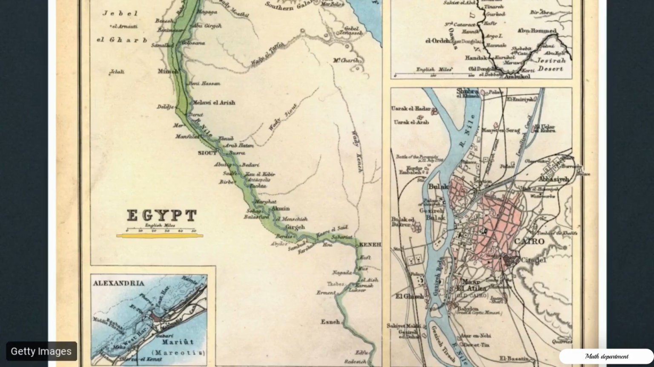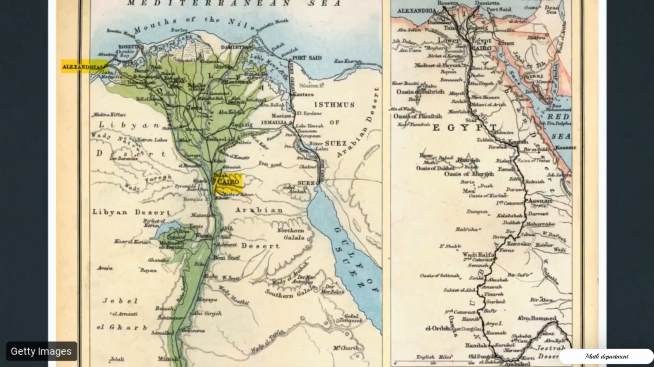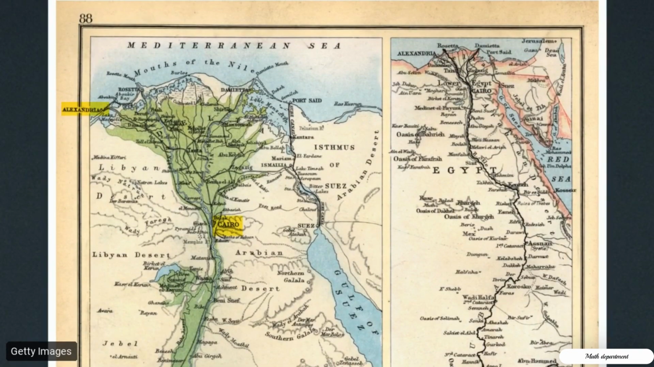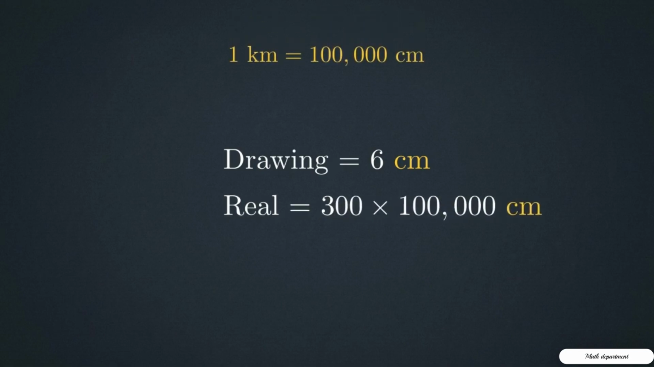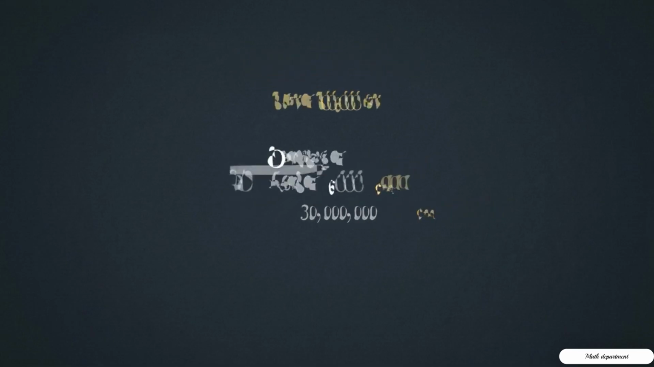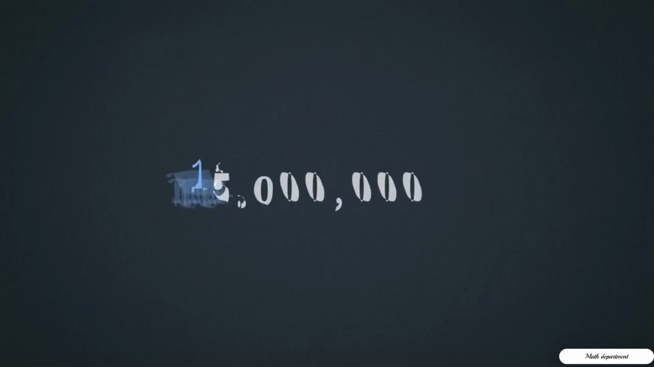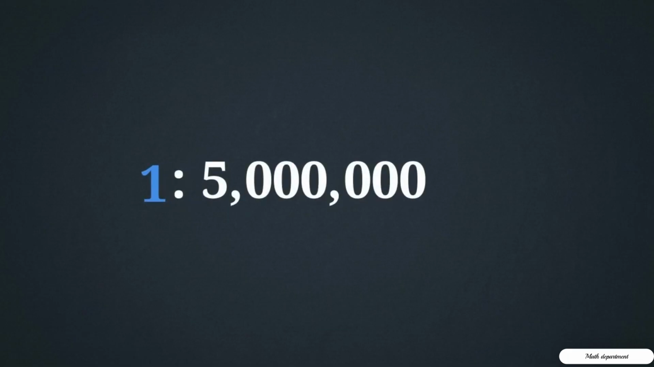Let's test this on a standard map. We need to find the specific scale if the real distance between two cities is 300 kilometers, but they are only 6 centimeters apart on the drawing. Extracting data, 6 centimeters drawing length and 300 kilometers real length creates a unit mismatch. Since a kilometer is 100,000 centimeters, multiplying 300 by 100,000 gives 30 million centimeters. Dividing the 6 centimeter drawing by the 30 million real length simplifies to a 1 to 5 million scale.